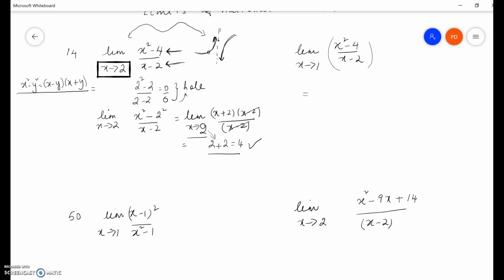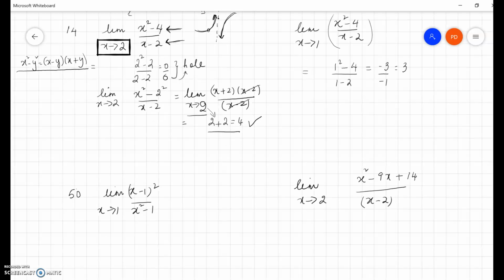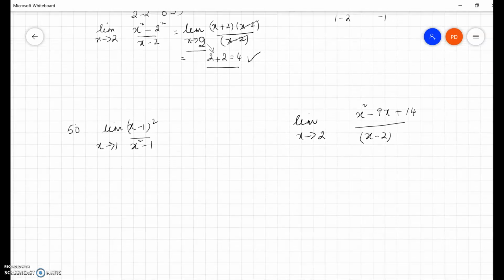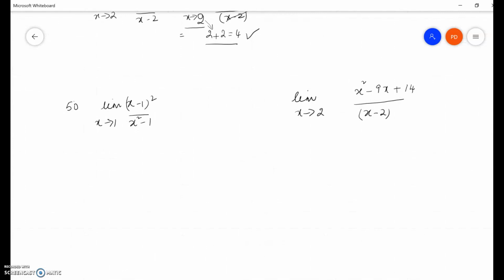Substitution. If substitution works, we don't have to go through all this work of factoring. So let's substitute. So we get 1 squared minus 4 over 1 minus 2. 1 minus 4 is negative 3. 1 minus 2 is negative 1, and that's equal to 3. We did nothing, no factorization, because substituting the limit actually worked. So every time, always try substituting first.